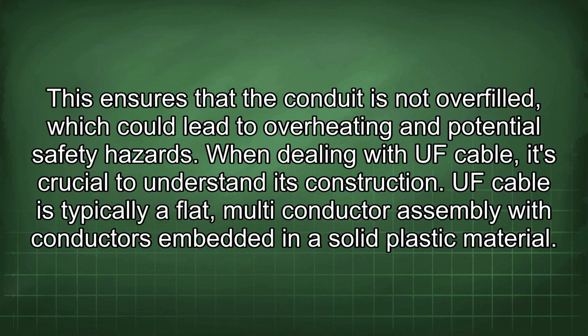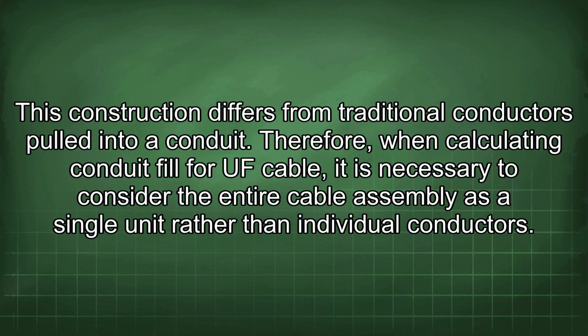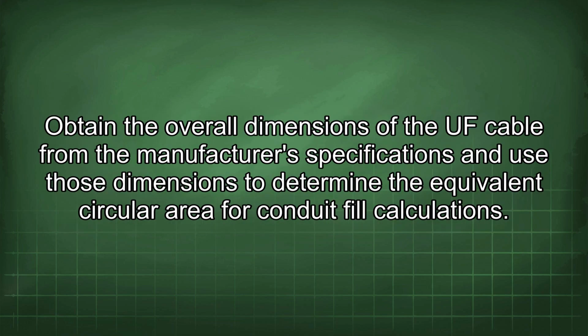When dealing with UF cable, it's crucial to understand its construction. UF cable is typically a flat, multi-conductor assembly with conductors embedded in a solid plastic material. This construction differs from traditional conductors pulled into a conduit. Therefore, when calculating conduit fill for UF cable, it is necessary to consider the entire cable assembly as a single unit rather than individual conductors. Obtain the overall dimensions of the UF cable from the manufacturer's specifications and use those dimensions to determine the equivalent circular area for conduit fill calculations.